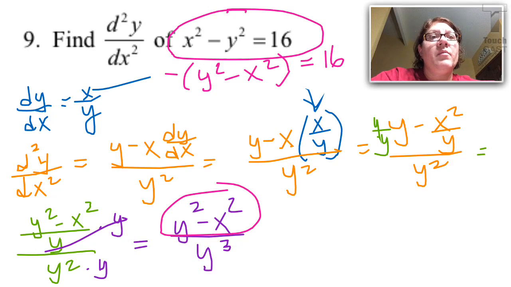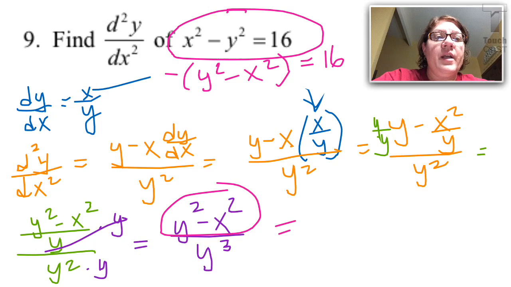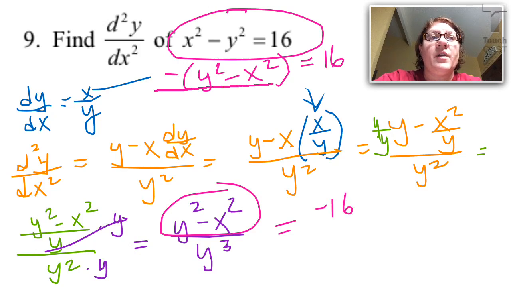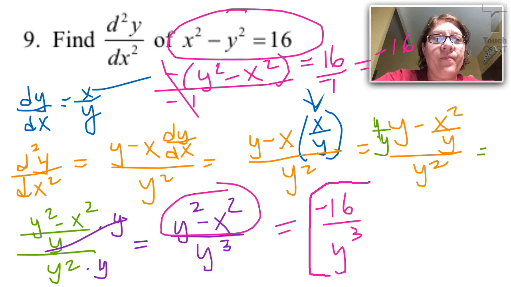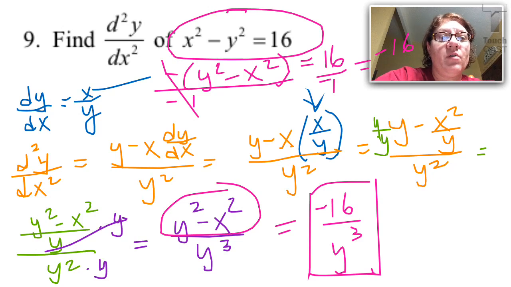So now I can plug in a negative 16, because if I divided both sides up there by negative 1, then I'd have y squared minus x squared by itself, and it would equal a negative 16. So I get negative 16 over y cubed. Isn't that beautiful? Now, here's what you need to note when you're doing the second derivatives.